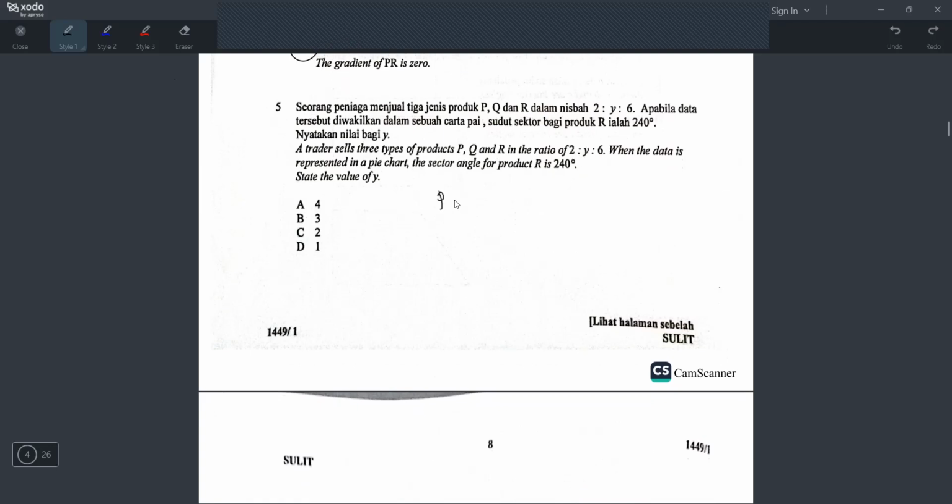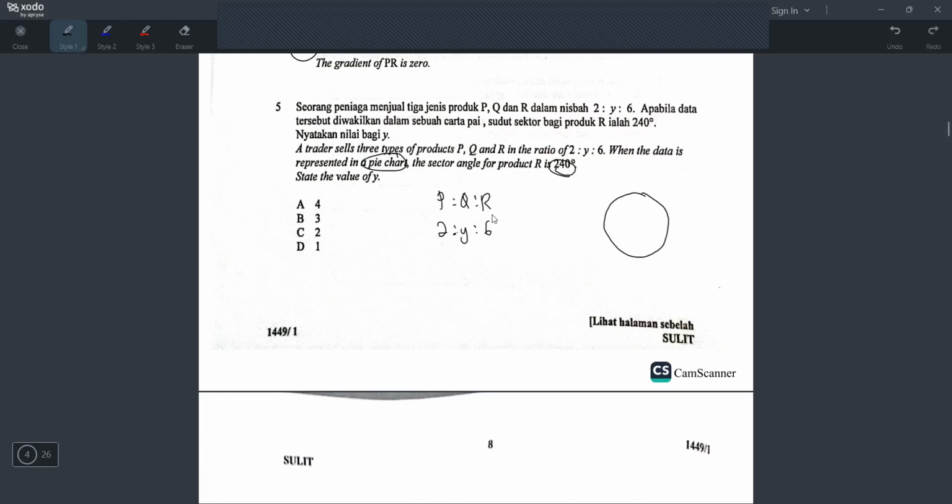Number 5, a trader sells 3 types of product PQR in the ratio 2 ratio Y ratio 6. Let's write it down. P ratio Q ratio R, the ratio given is 2 ratio Y ratio 6. So the Q ratio they never give you, they just put Y there. So I'm sure they will ask you to find this later. Let's keep reading. When the data is represented in a pie chart, like this, a circle, the sector angle of R is 240 degrees. So for R is 240 degrees, state the value of Y.